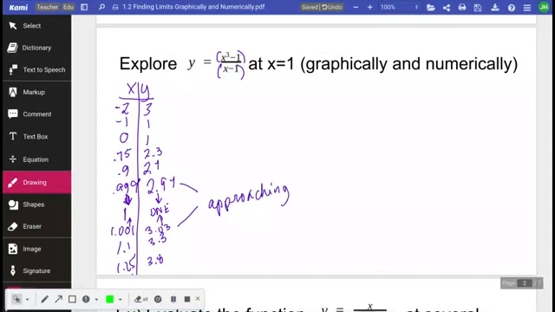And so from both of our evaluations, exploring based off the graph and numerically, this introduced our limit. Our limit is what a value is approaching, not what it's equal to. So the limit of y as x approaches 1 is equal to 3. Now, if we were to plug in 1, it's undefined, but the limit is 3.